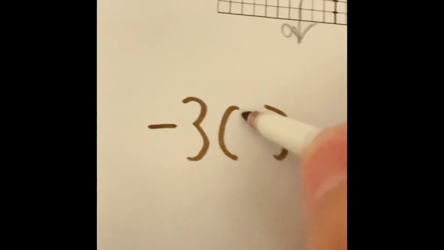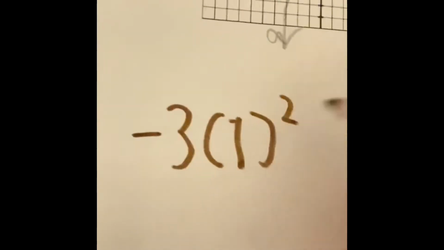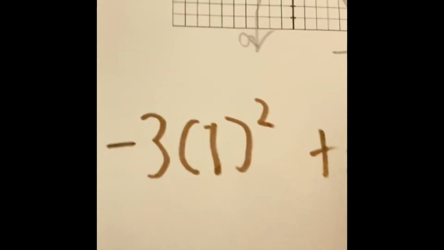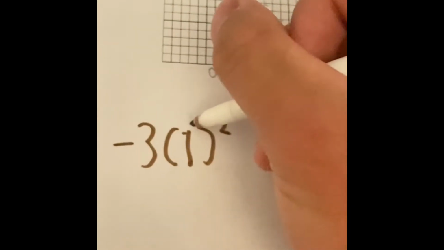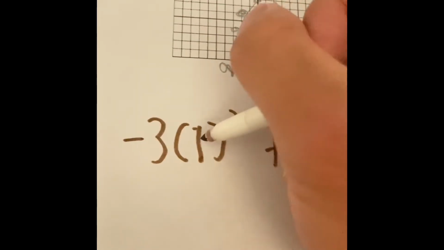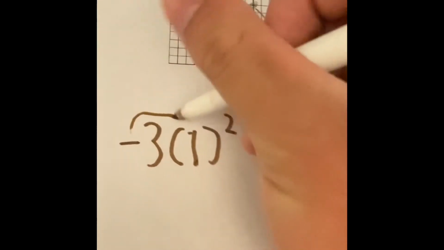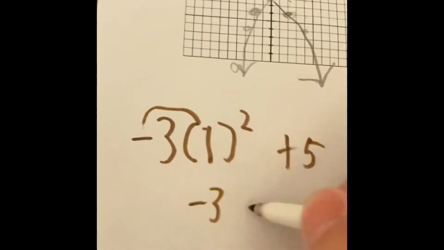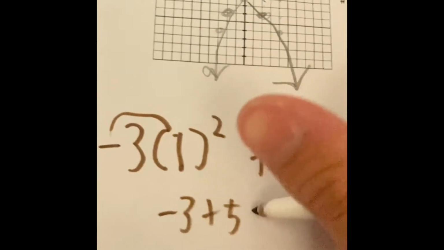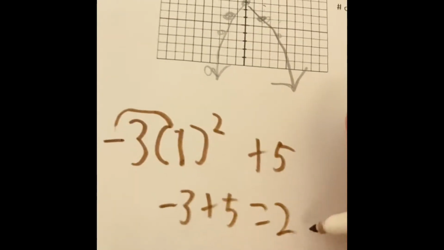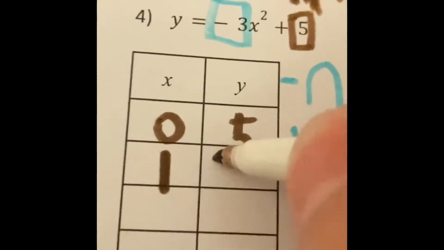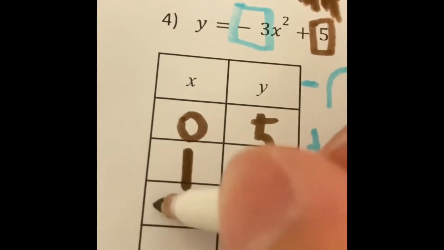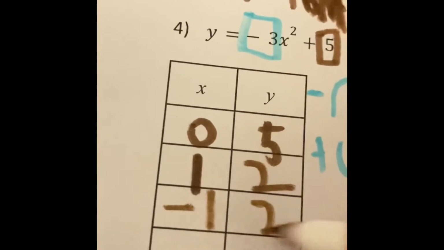So we have negative 3 times parentheses 1 squared, plus 5. With order of operations, we use the exponents first. So 1 times 1 is 1, and negative 3 times 1 is negative 3. Plus 5, that is going to be a positive 2. So when we insert 1 into the expression, we get 2 as an outcome. The same thing goes with negative 1, which also gives positive 2.